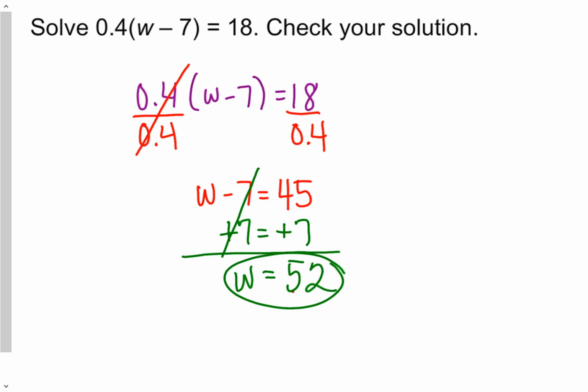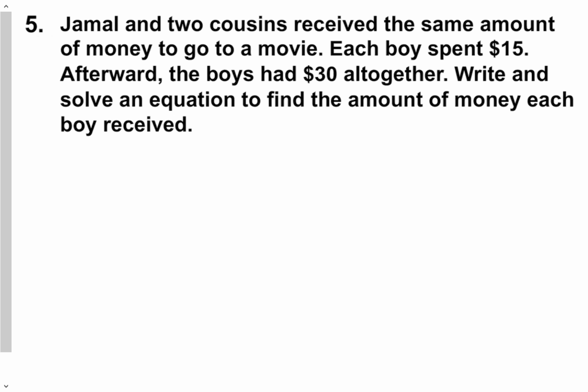Alrighty, so now we're going to just get into some real-life applications for more two-step equations. Jamal and two cousins received the same amount of money to go to a movie. Each boy spends $15. Afterwards, the boys had $13 together. Write an equation to find the amount of money each boy received. Okay, so the hardest part again about this is actually setting up the equation and understanding what it actually means. So we have Jamal and two cousins. So that's 3 people altogether.